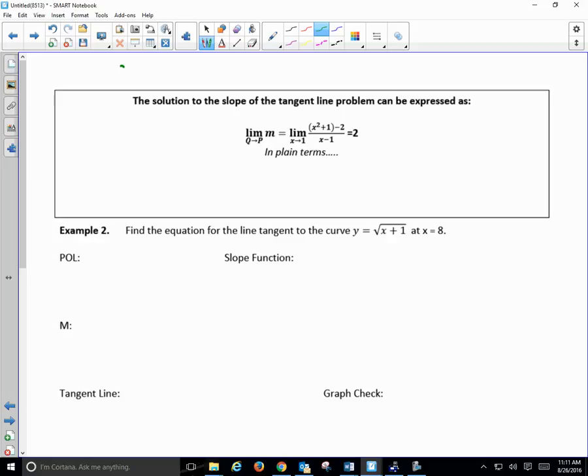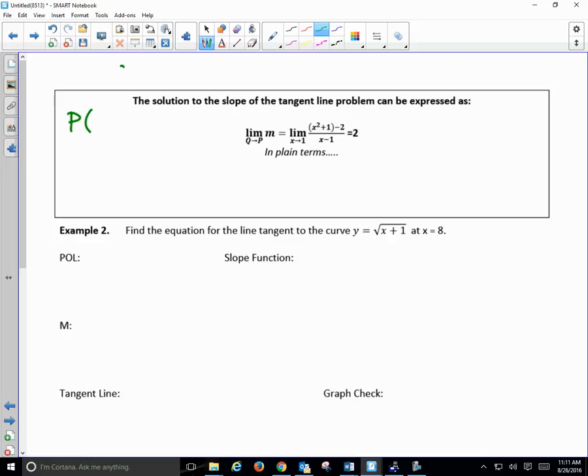Okay? So here's the big concept idea. It says the solution to the slope of the tangent line problem can be expressed this way. And we're going to use this notation beginning on Tuesday. But this limit piece, this means as Q gets closer to P. Did you see from our drawing that we're trying to draw a Q closer to P? It wasn't very far away, was it? Well, let's think about it, okay? Let's let Q get close to P.